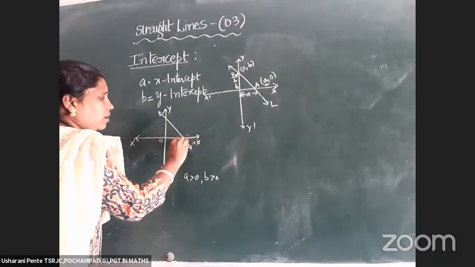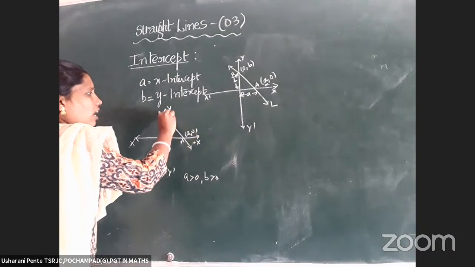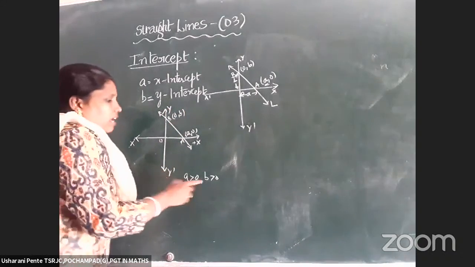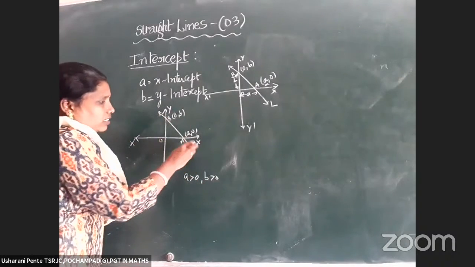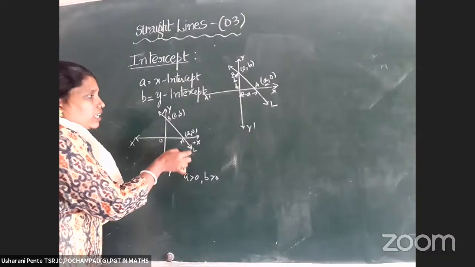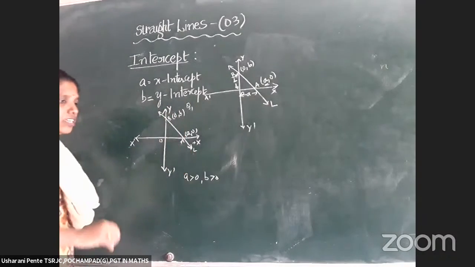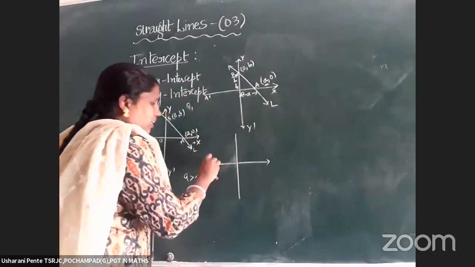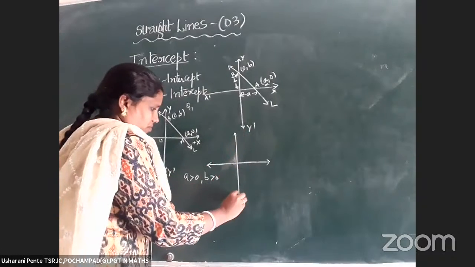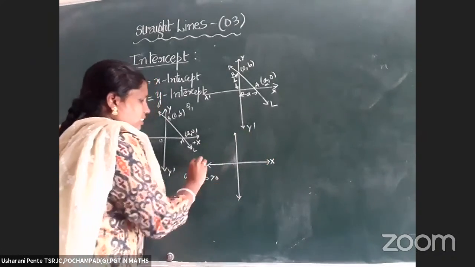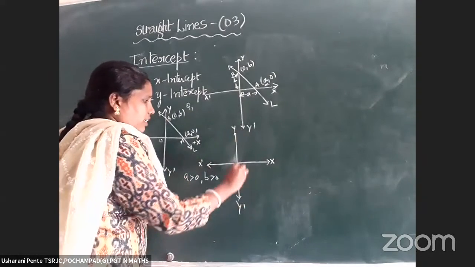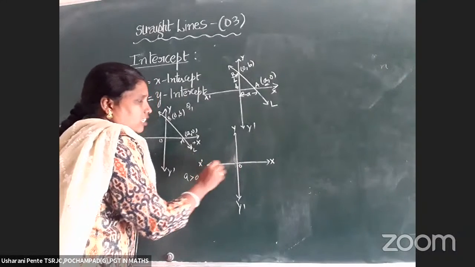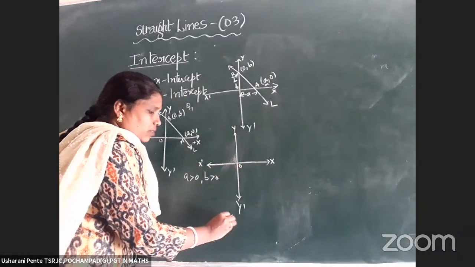That is, the points are A comma 0 and 0 comma B. For this, the position of the line will be in quadrant 1. Similarly, if we take x, x dash, y, y dash and 0, suppose here it is negative of x, that is, A value negative means less than 0.